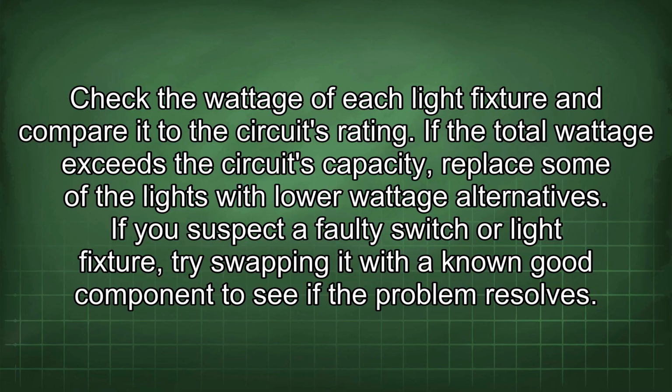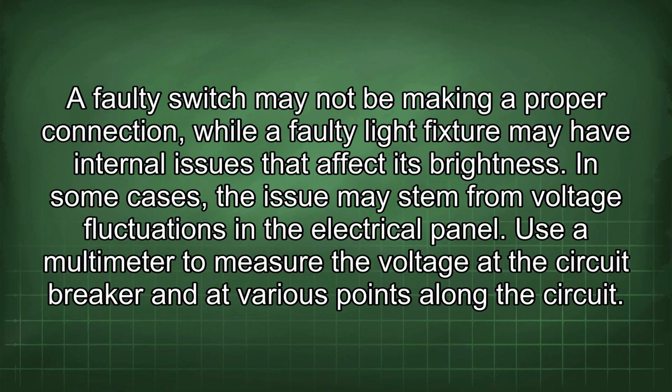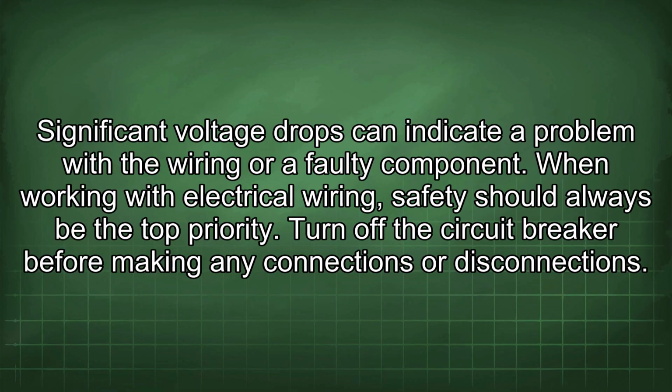If you suspect a faulty switch or light fixture, try swapping it with a known good component to see if the problem resolves. A faulty switch may not be making a proper connection, while a faulty light fixture may have internal issues that affect its brightness. In some cases, the issue may stem from voltage fluctuations in the electrical panel. Use a multimeter to measure the voltage of the circuit breaker and at various points along the circuit. Significant voltage drops can indicate a problem with the wiring or a faulty component.